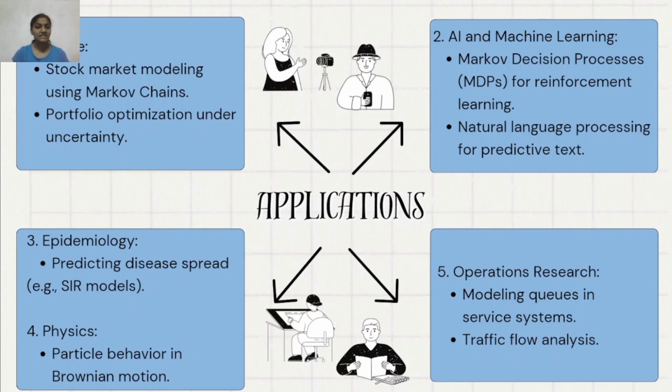Epidemiology, predicting disease spread. Example, SIR models. Physics, particle behavior in Brownian motion. Operations research, modeling queues in service systems, traffic flow analysis.